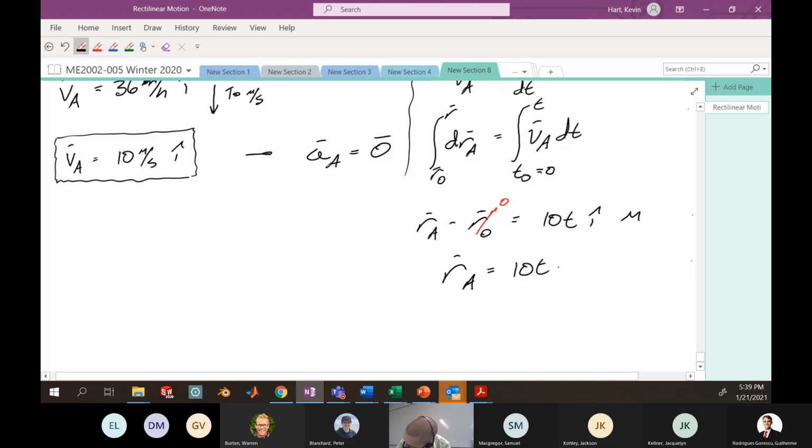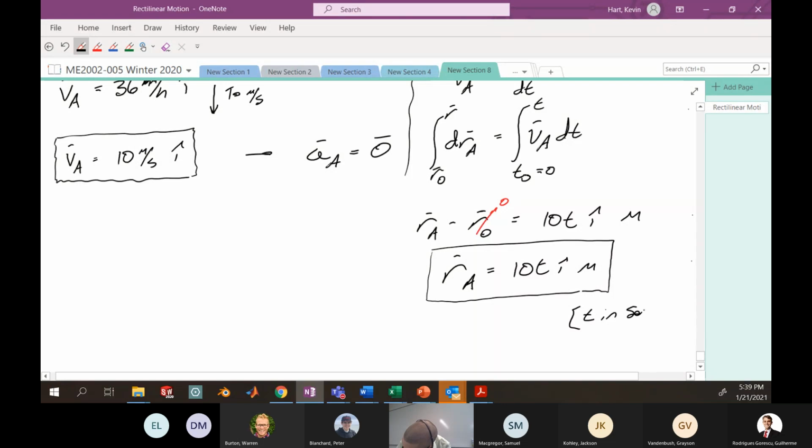So that means my position vector of car A at any particular time is just 10 t i hat meters, where t is in seconds. We need some unit for time.